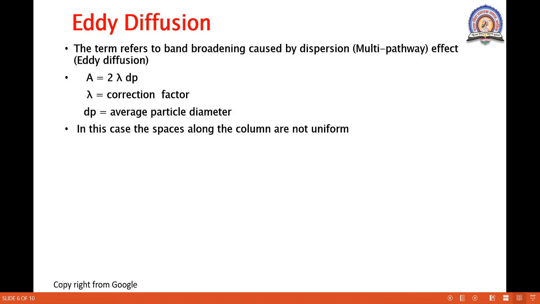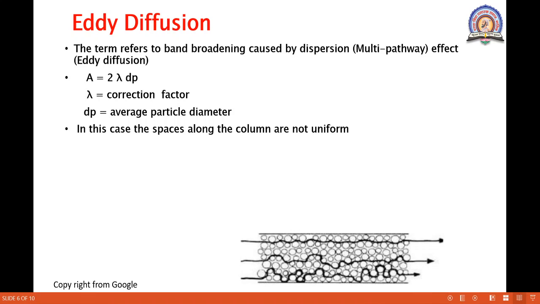The formula for that is A equals 2 lambda dp, where lambda is the correction factor while dp is the average particle diameter. In this case, the spaces along the column are not uniform. Here the column is there, and the space is not uniform because we are placing the stationary phase in the column. Sometimes it gets properly placed in the column, or sometimes it does not. That's why the spaces along the column are not uniform.